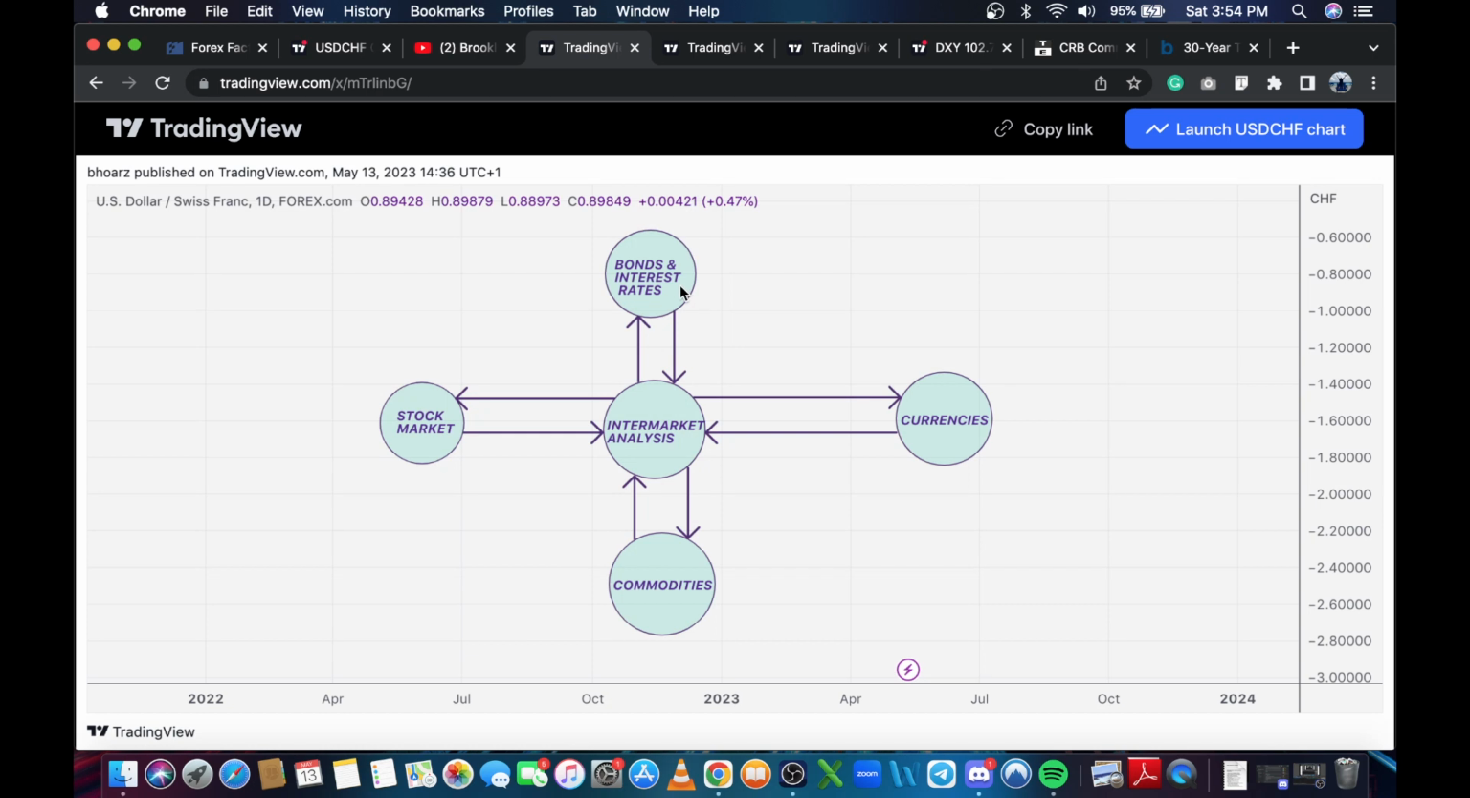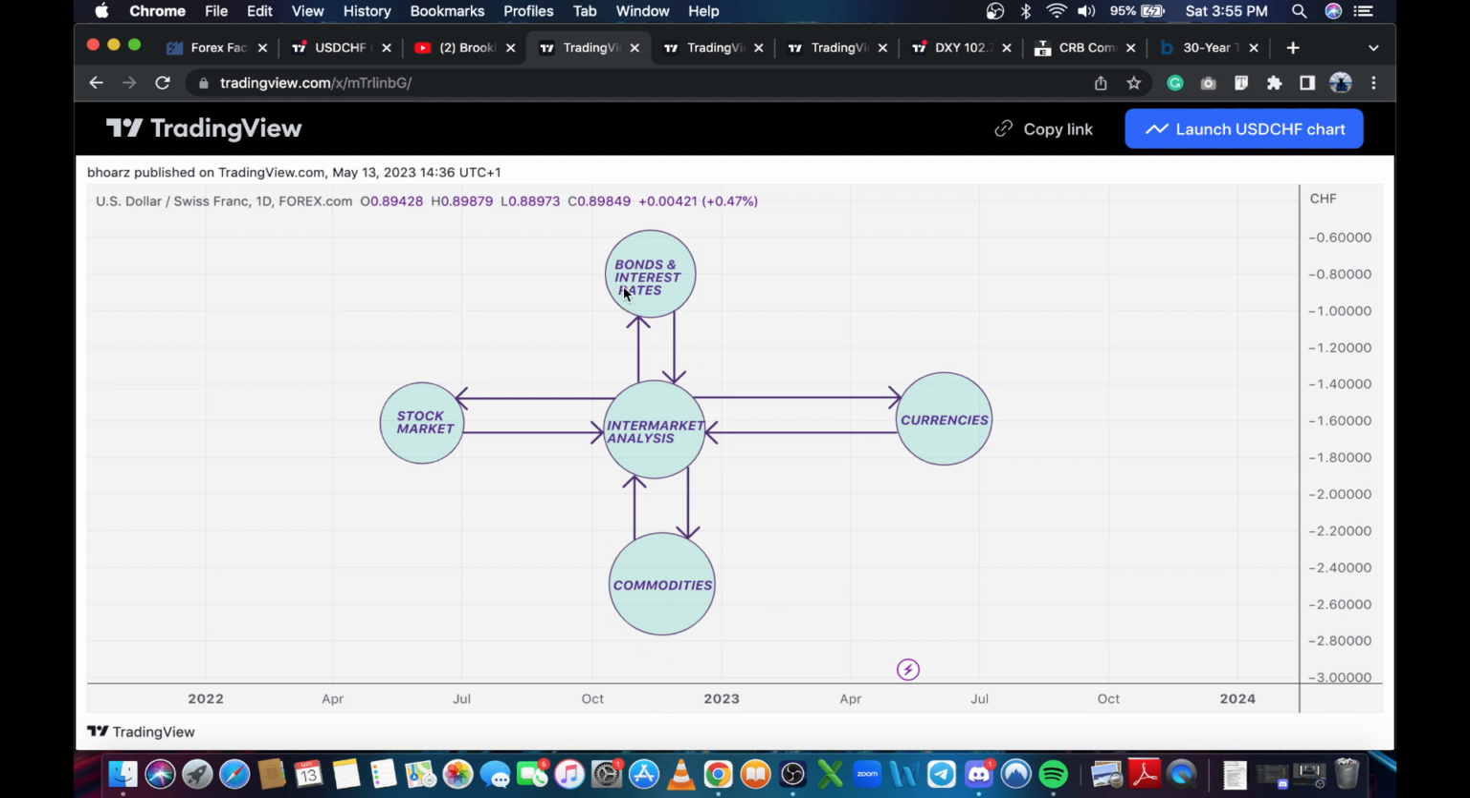We have bonds and interest rates, we have currencies, we have commodities, which I talked about, and then we have the stock market or equities. In commodities, we have different asset groups, which I broke down: grains and oilseeds, metals, energies, softs, and dairy. Inside of those asset groups, we then have each asset. Under metals, you have gold and silver, and under grains and oilseeds, you've got wheat and oats. All of that is under commodities.